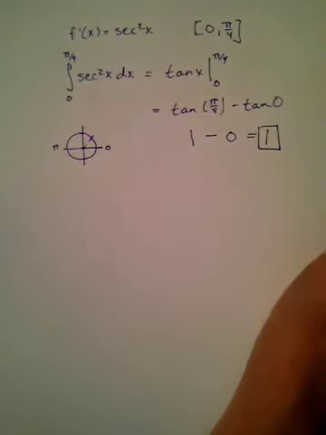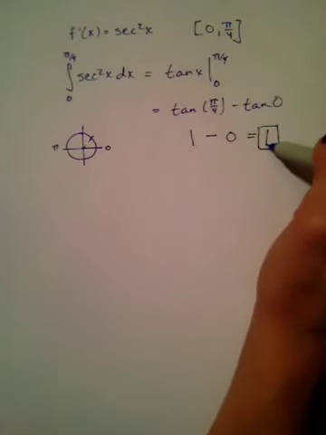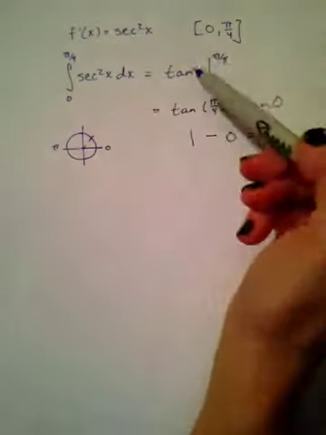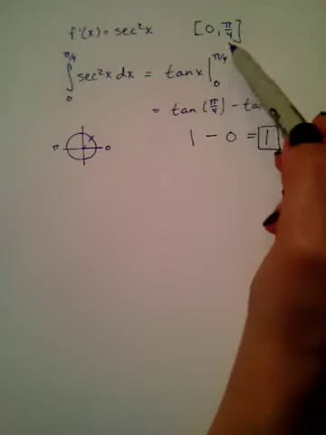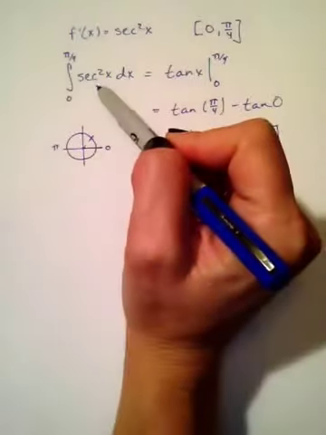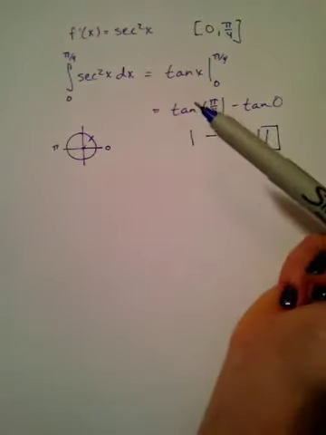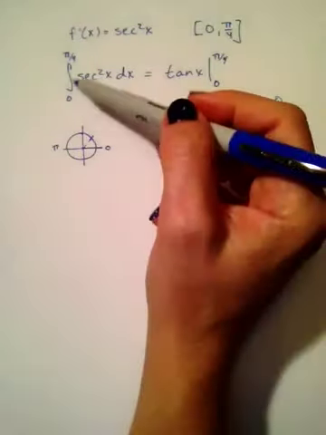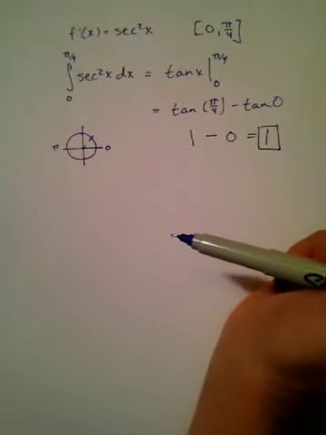That's finding it analytically. What does it represent? It represents the change in the height of my function f of x, which is tangent x plus some value, from x equals 0 to pi over 4. Or you could say it's the area underneath the secant squared x graph from x equals 0 to pi over 4. So it's both things there.